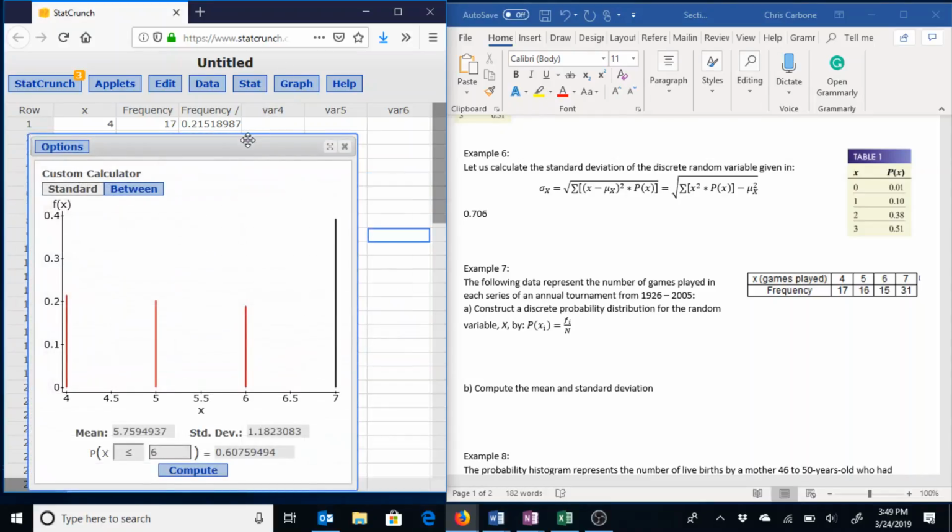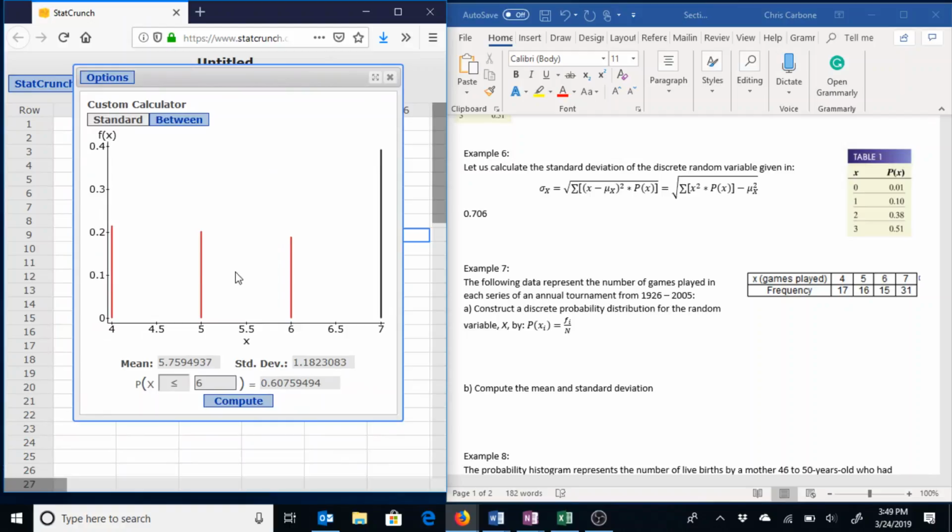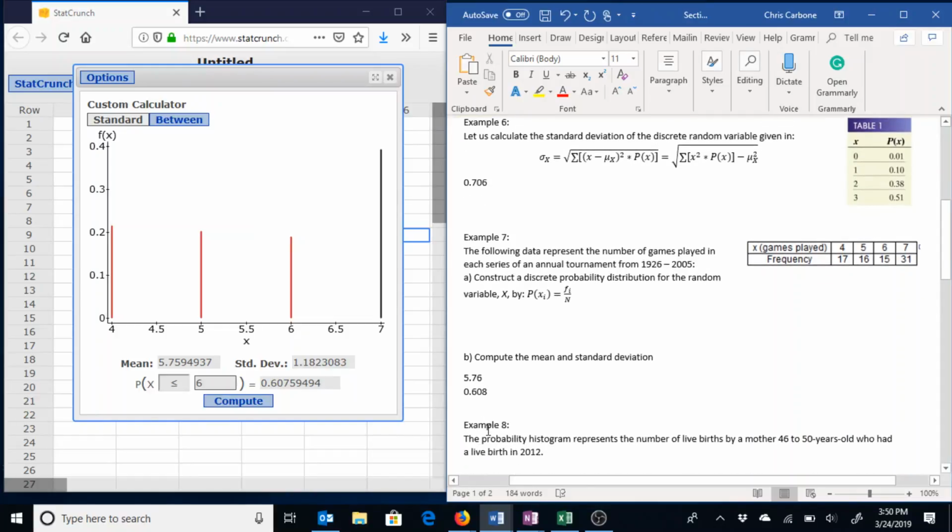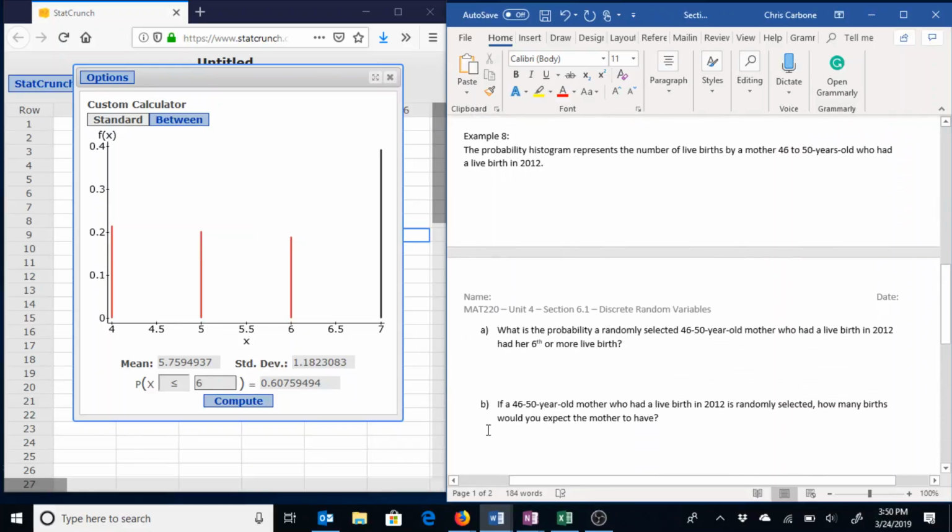Doing that will give it this. Again, as a graph, the mean, as discussed in class, was about 5.76, and the standard deviation was about 0.608, rounded to 3 decimal points for that one. That's for that one. And then finally, question number 8.